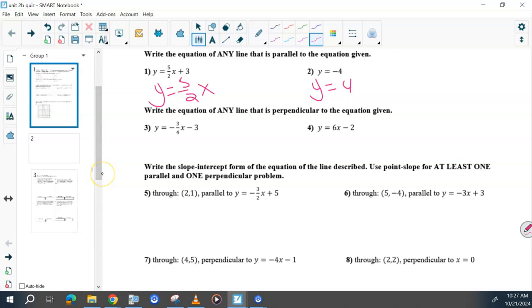3 and 4, you have to flip the slope, and if it was negative, make it positive. So y equals 4 over 3x. Whatever y-intercept you want, it can be the same, it can be different, it doesn't matter. And then same thing for 4, flip the slope, so not just make it negative, but it has to be, this is over 1, so that would be negative 1/6, and then pick whatever y-intercept you want.